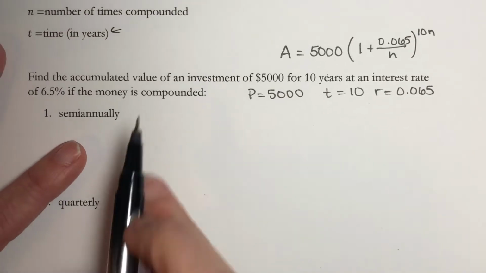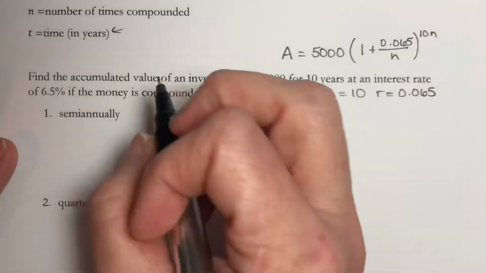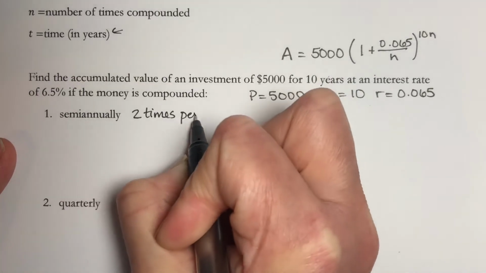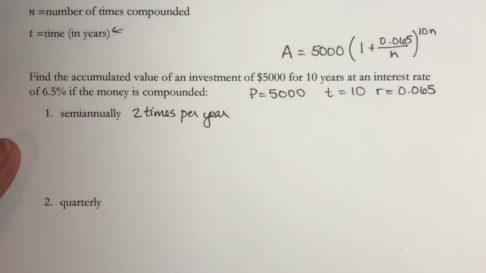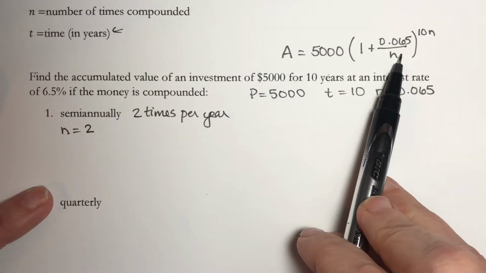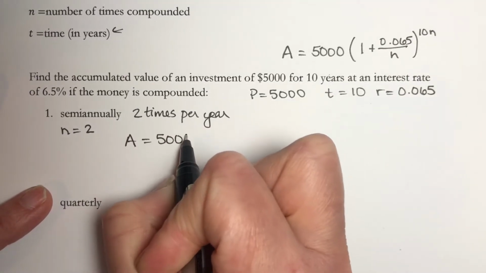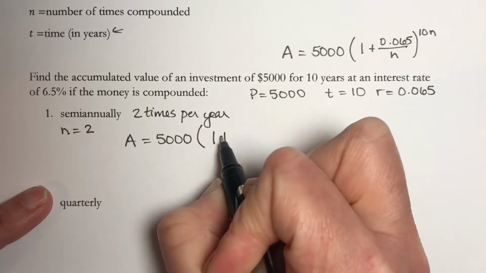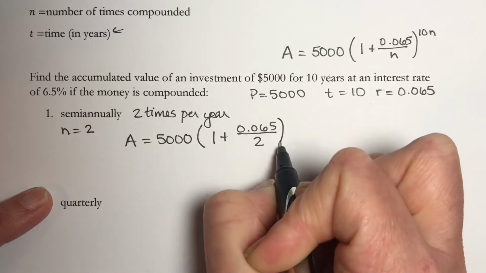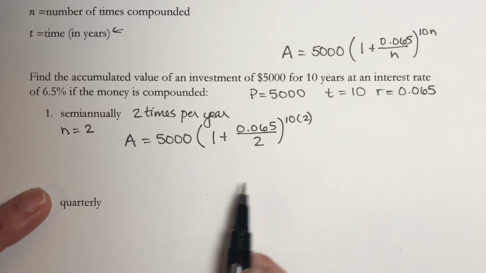Okay. So let's say that we have this investment, and it is going to be compounded semi-annually. This means 2 times per year. So in this case our n value is 2. So I'm going to come up to this, and I'm going to plug in n equal 2. And this is what I need to calculate.